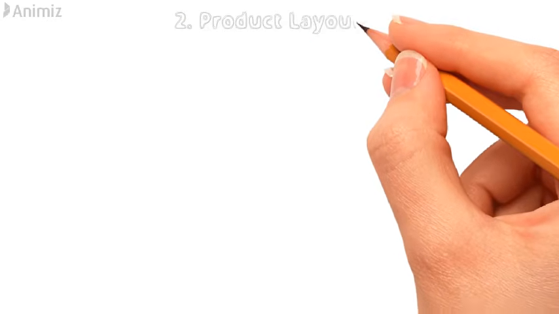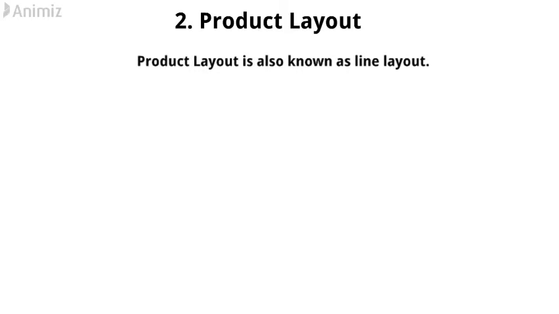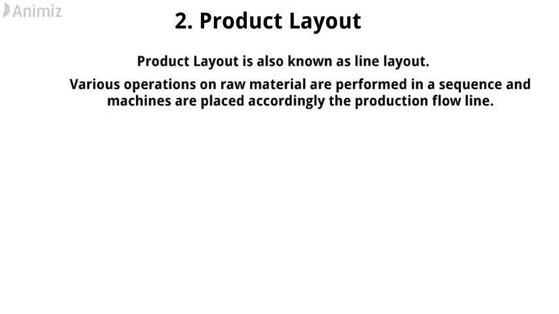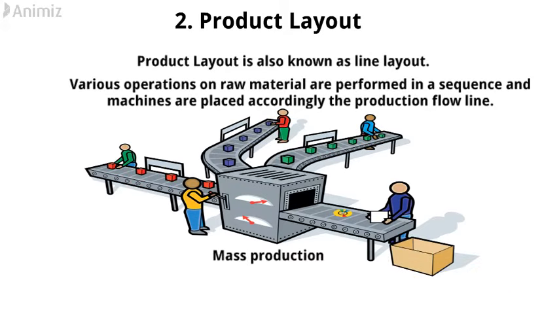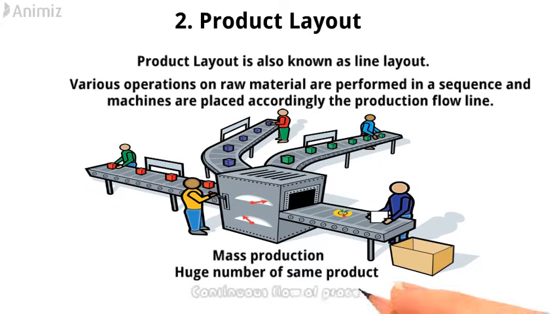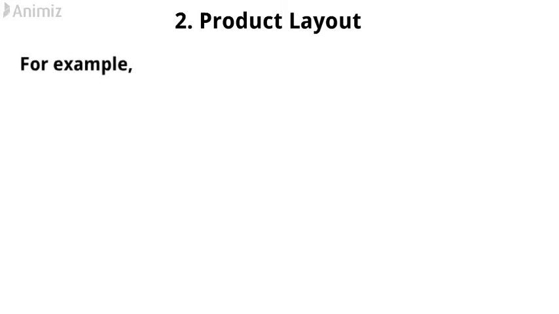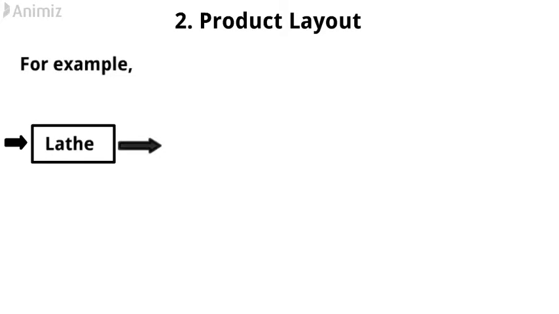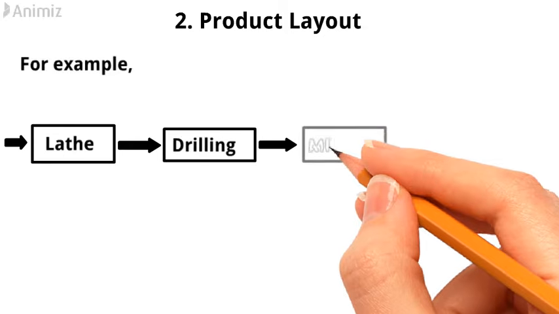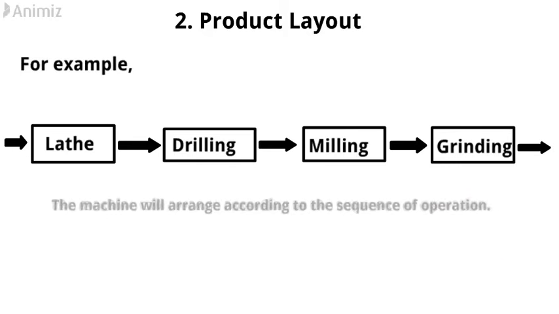Number 2. Product layout. Product layout is also known as line layout. Various operations on raw material are performed in a sequence, and machines are placed accordingly to the production flow line. Product layout applies in mass production, where a huge number of the same product and continuous flow of the process is needed. For example, a job need lathe operation first, the second operation is drilling, then milling, then grinding. In this case, the machine will arrange according to the sequence of operation.